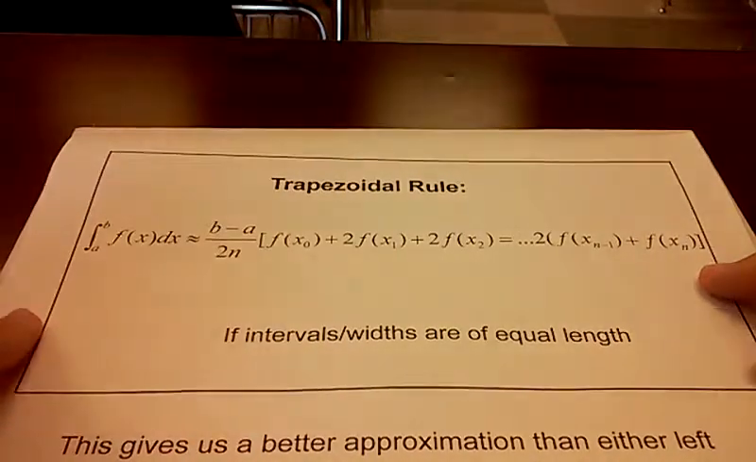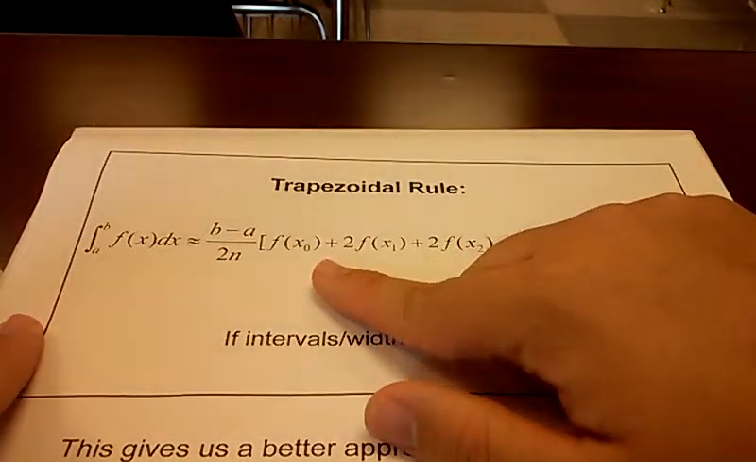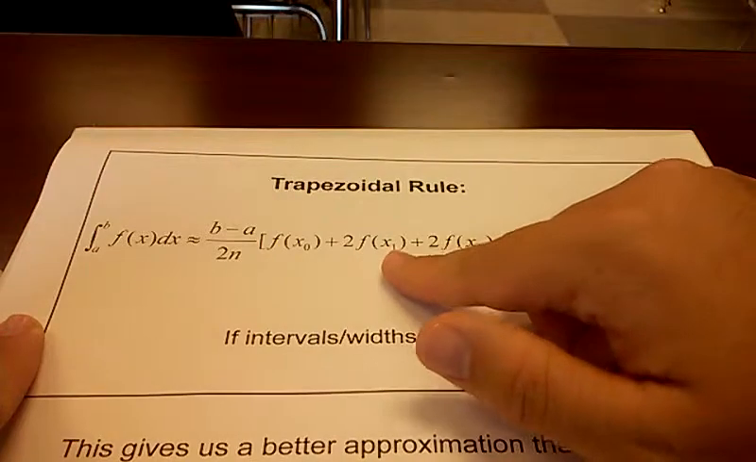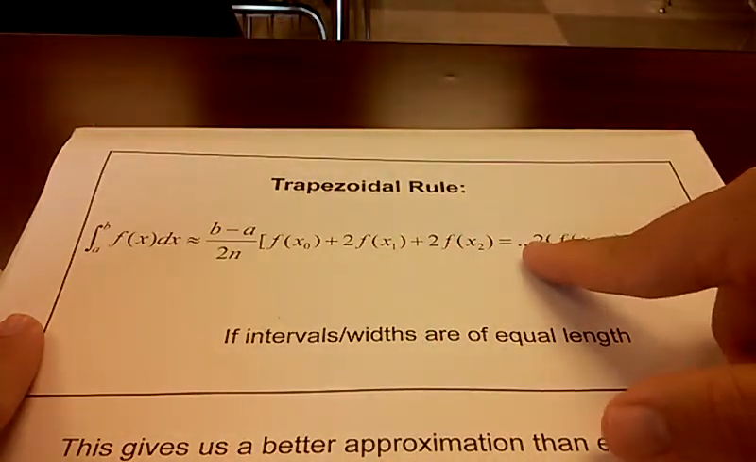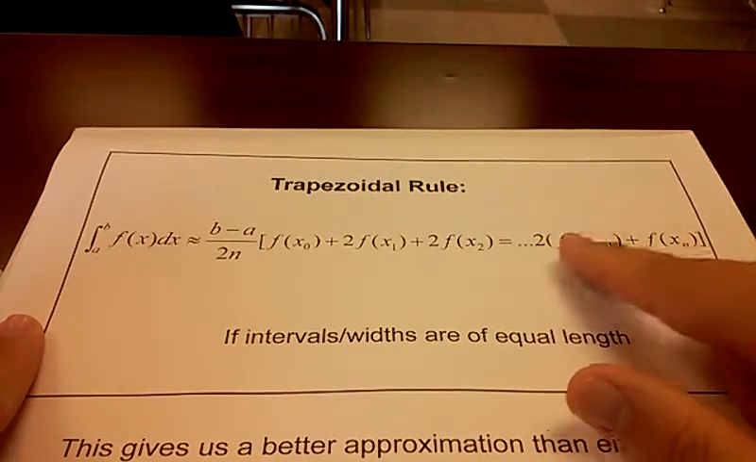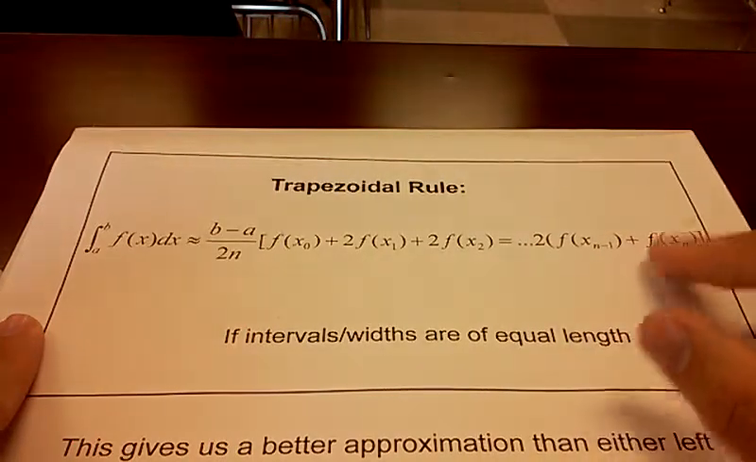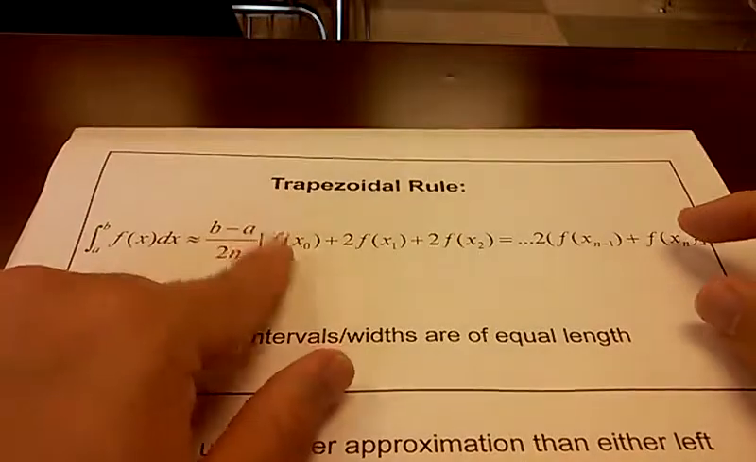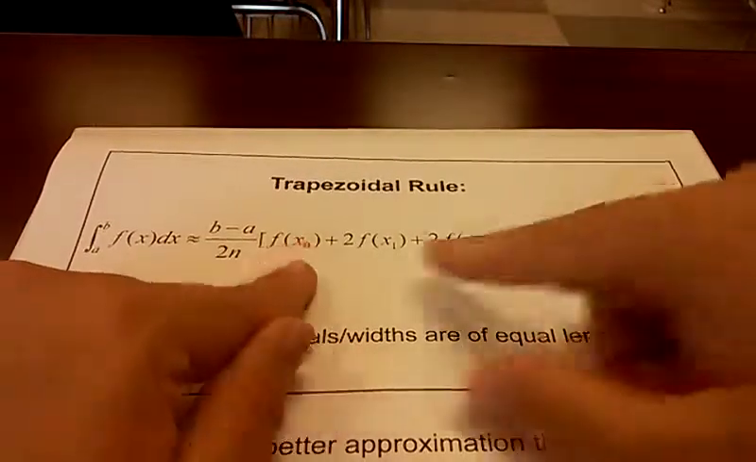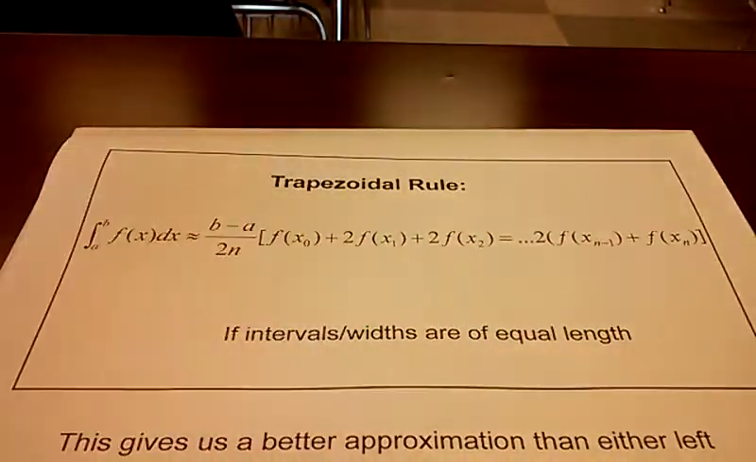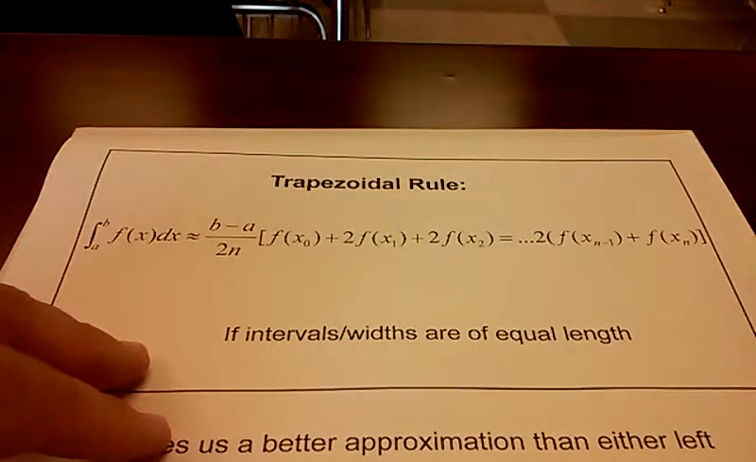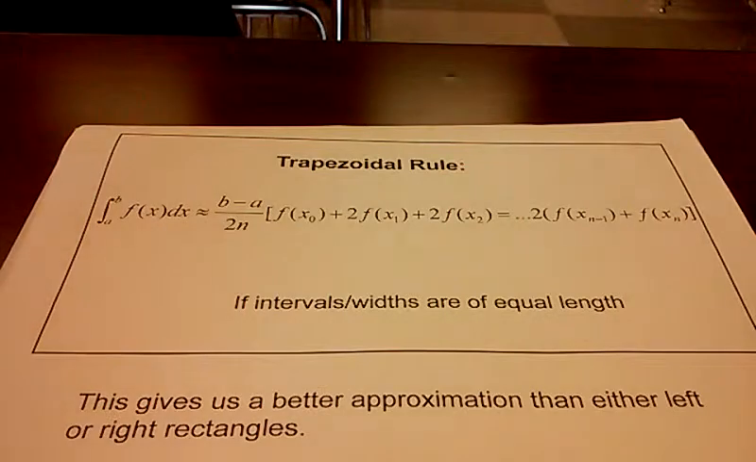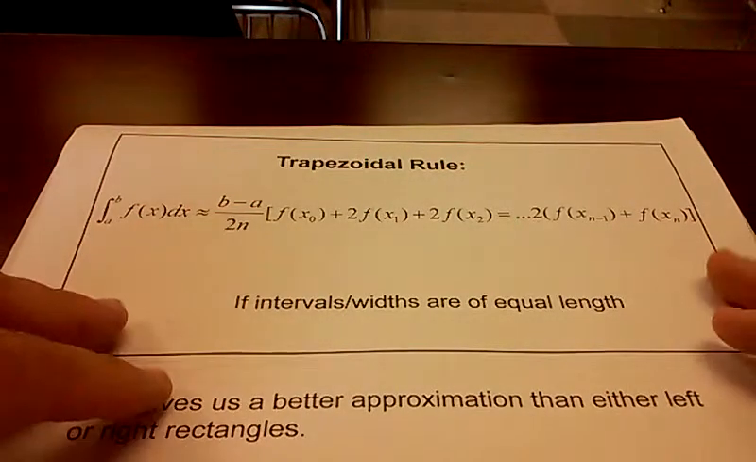And you multiply that by f of x0 plus 2 times f of x1 plus 2 times f of x2. That should not be an equal sign. Dot, dot, dot means it continues. 2 times f of xn minus 1 plus f of xn. Notice that the first and the last don't have 2, but the rest of them do. Okay? Now, keep in mind that this is important if the intervals and widths are of equal length, and this gives us a better approximation than either the left or the right-handed rectangle. So this is a better approximation.